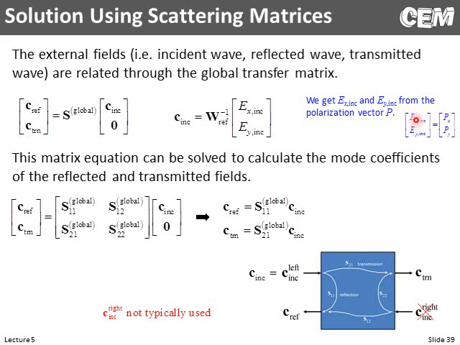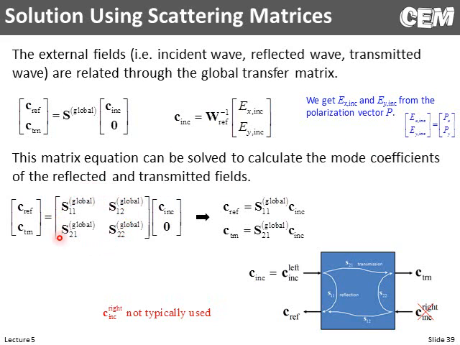And remember that the x and y components of the applied wave really are those two polarization vector components that we calculated on the previous slide. So we'll calculate px and py, and that's px and py here. This is always going to be the identity matrix. So in fact, the mode coefficients of the incident wave really just are px and py.